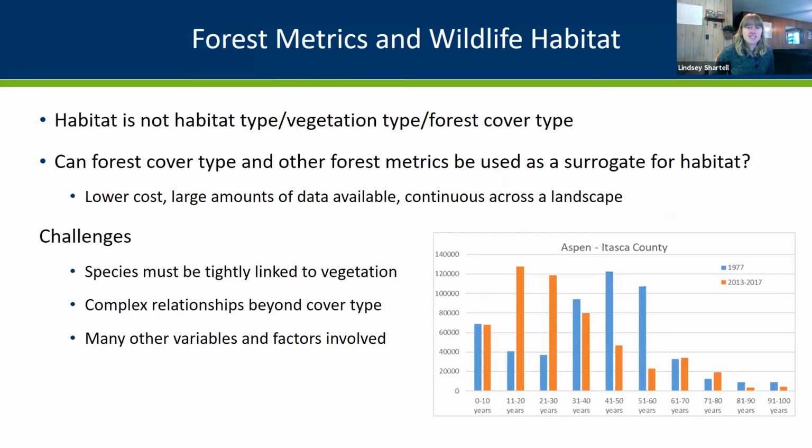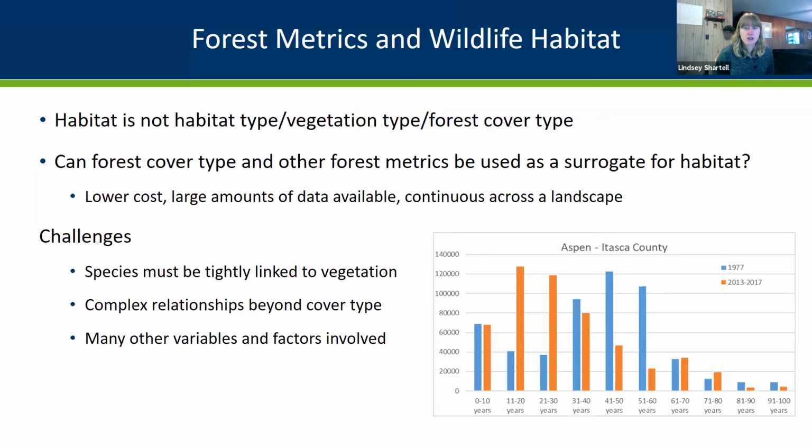Forest habitat is a phrase often used incorrectly to refer to cover type and age class of the forest, and I am guilty of that myself. Habitat is not habitat type, vegetation type, or forest cover type, but we can use forest cover type and other forest metrics as surrogates for habitat, and even further for surrogates for wildlife populations.